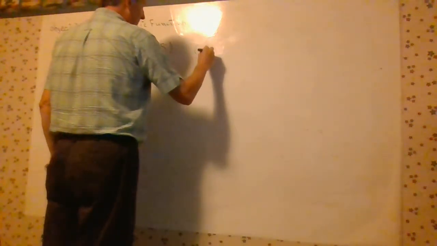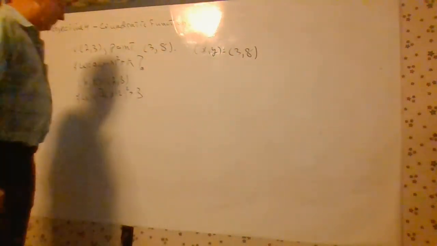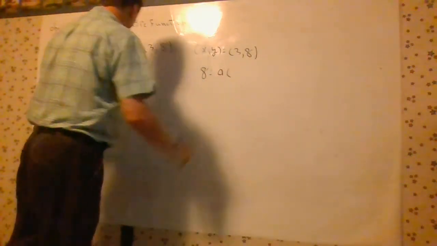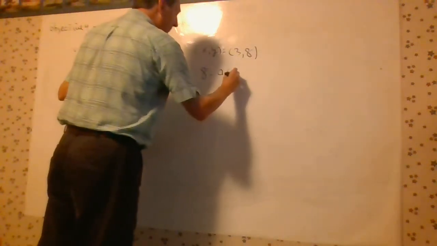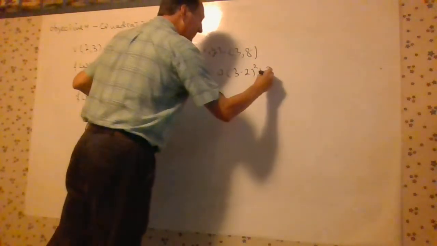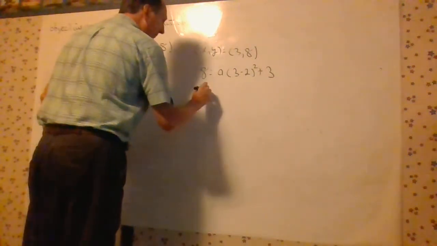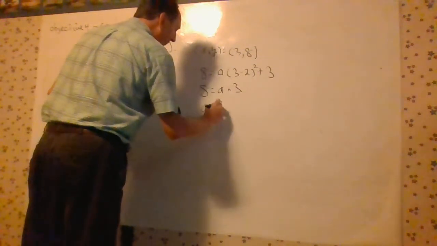Well, when we say the point is 3, 8, we are really saying that x, y is 3, 8. And so we can put 8 in for f, put 3 in for x. A stays a variable. Plus 3. And now we can solve for the parameter a. So 8, that's just 1 squared is a, plus 3. So a is equal to 5.